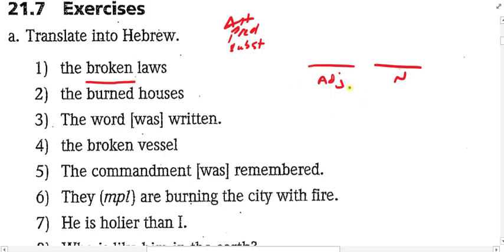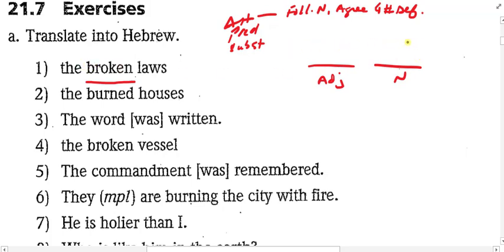How do nouns and attributive adjectives agree with each other? Gender, number, and definiteness. Exactly. So if it's attributive, the attributive adjective or participle follows the noun and agrees in gender, number, and definiteness. Okay? So that's what we have to do here. We have to make sure that the laws is first and the broken is second.